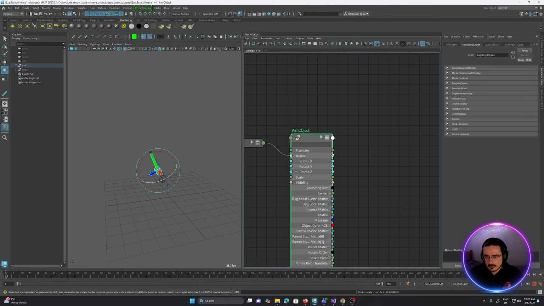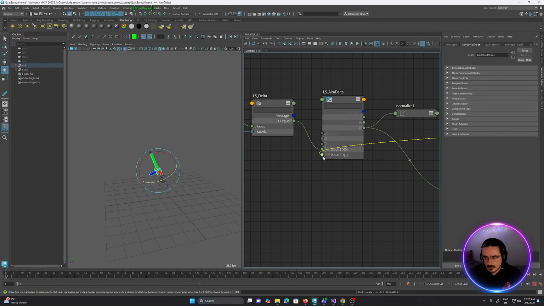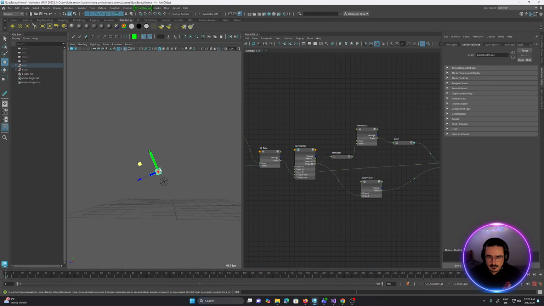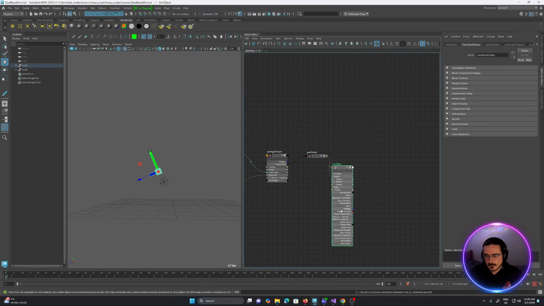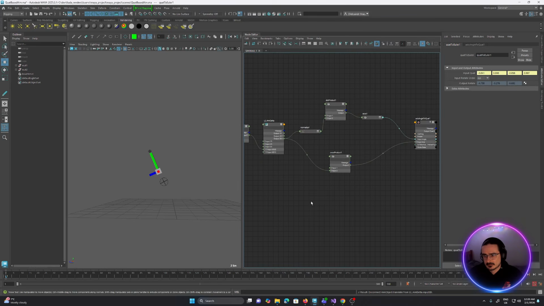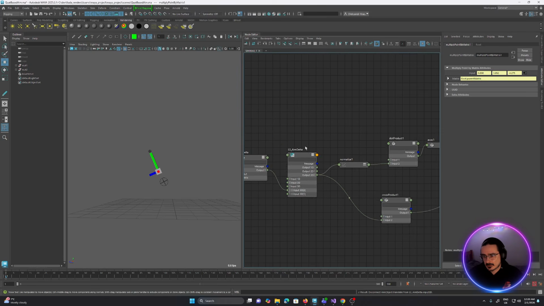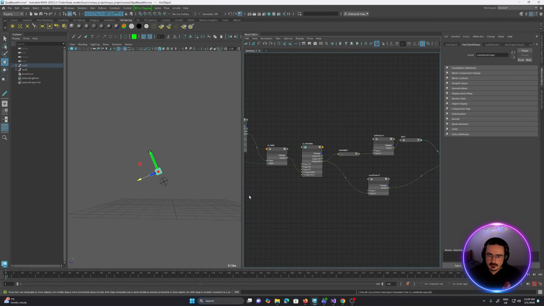And if we want to, we can connect our translate into our aim local space in delta. But please don't do it. It's considered the bad practice when you have the cyclic graph. So here you go. The aim constraint with DG nodes in Maya, or the aim constraint in a nutshell.